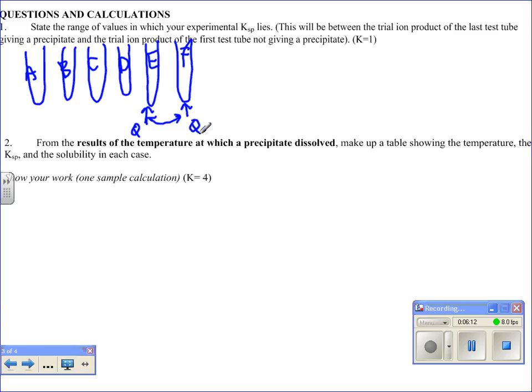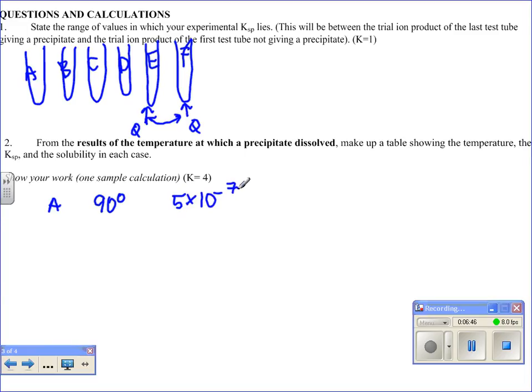Now in question 2, we can go a little bit further and give a little bit more information, because what you did with the solutions where there was a precipitate is you heated them up. And you heated them up to find the saturation point. So for example, with test tube A, if you found, and this will vary for people, that the saturation point was 90 degrees Celsius, that Q value that you calculated in the pre-lab questions is actually the Ksp at that particular temperature.